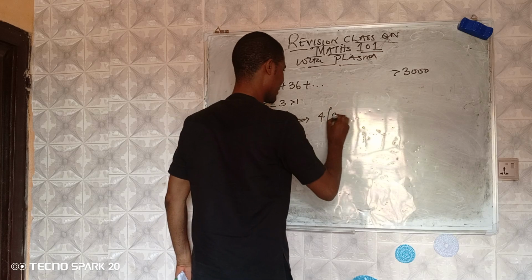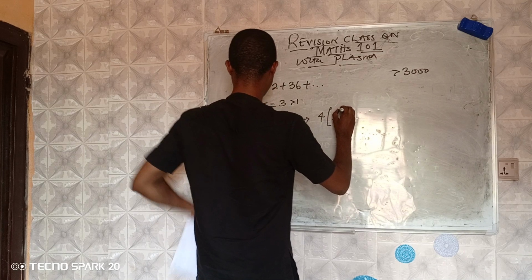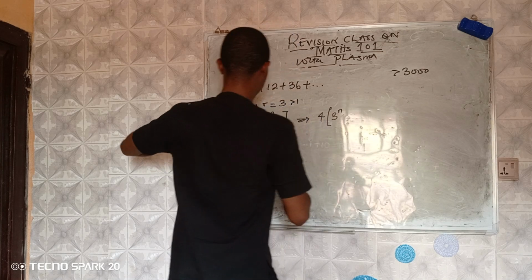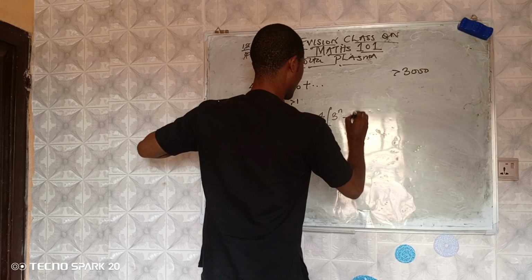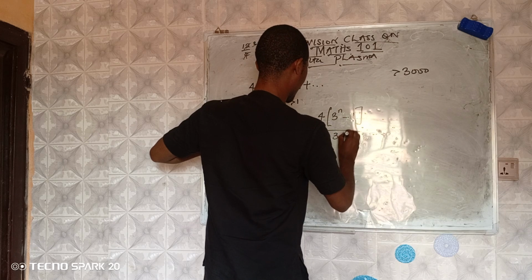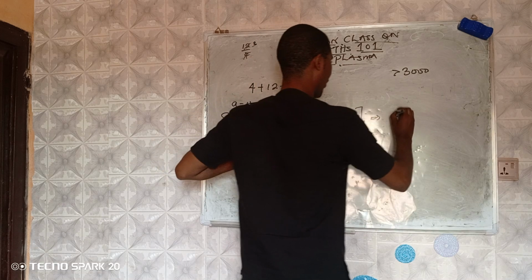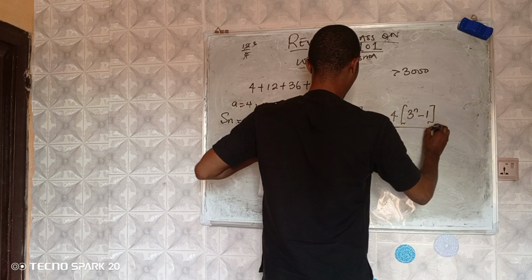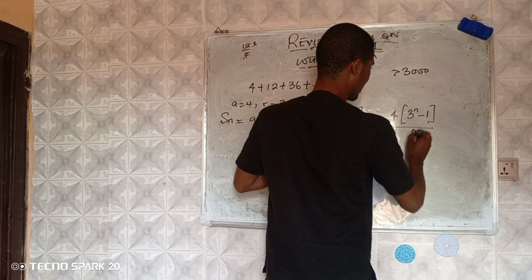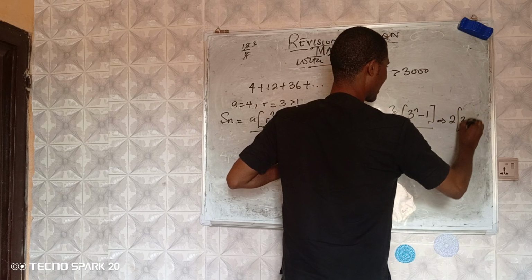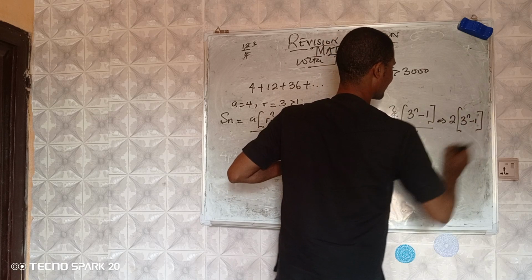My arrow is 3 raised to power, I'm looking for n, minus 1 over 3 minus 1. This will give 4 into 3 to the n minus 1 over 3 minus 1, which is 2. 2 here, 2 here. This will give 2 into 3 to the n minus 1.